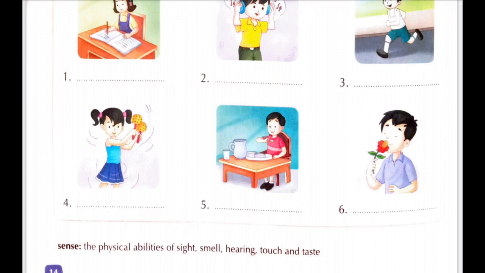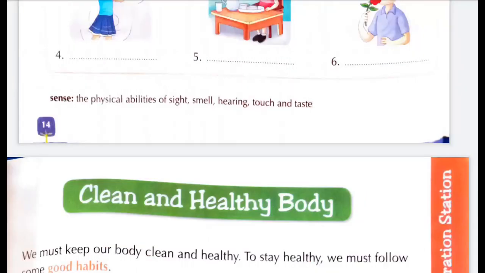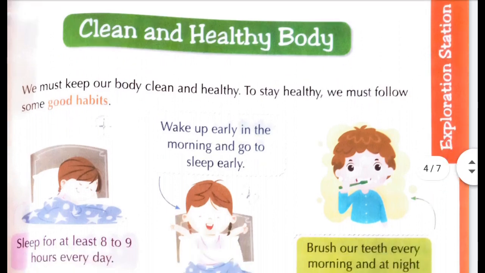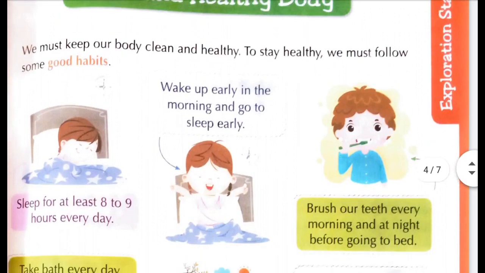Whereas in the sixth picture, the boy is smelling a flower. So the boy used his nose to smell. So you have to write nose out here. Now move on to next, that is clean and healthy body. We must keep our body clean and healthy. To stay healthy, we must follow some good habits. Here some good habits are given. So let's start with the first one.